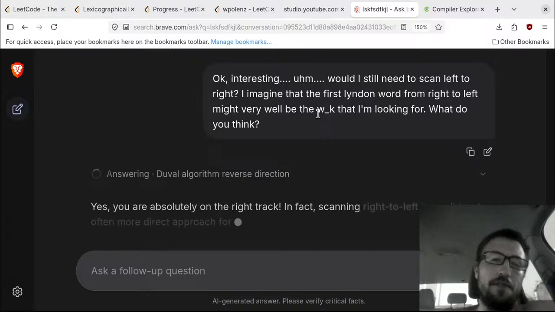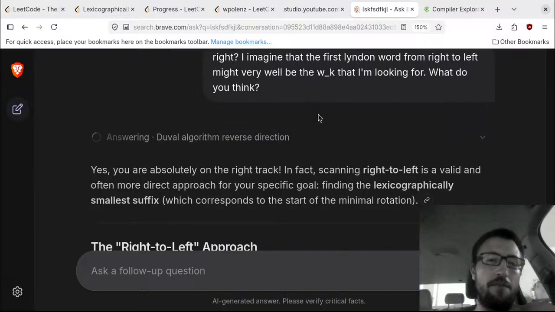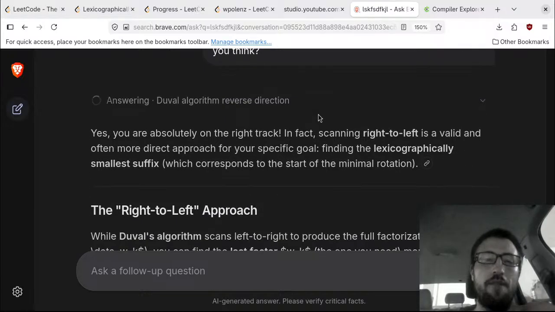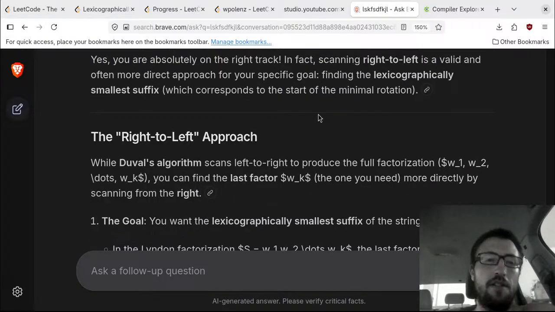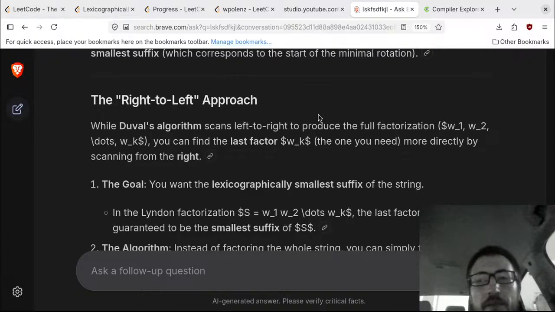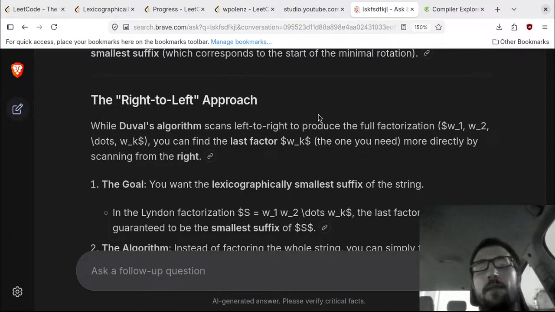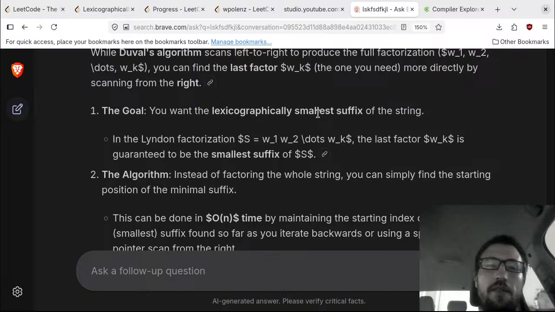Yes, you're absolutely on the right track. In fact, scanning right to left is a valid and often more direct approach to your specific goal, finding the lexicographically smallest suffix, which corresponds to the start of the minimal rotation. While Duval's algorithm scans left to right to produce the full factorization, you can find the last factor, W sub K, the one you need, more directly by scanning from the right. The goal: you want the lexicographically smallest suffix of the string. In the Lyndon factorization, the last factor is guaranteed to be the smallest.